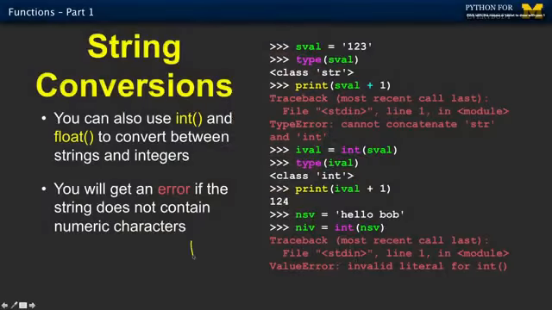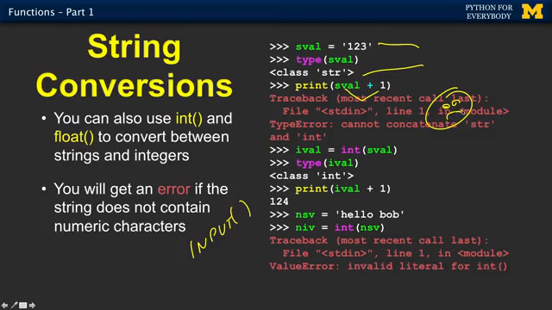String conversions as well. We have been using int and float to do things like read things in, because input is a function, but it always gives us back a string. We might want to use this as a number. So the string 123 is not the same as the number 123. That is a string, and if we do something crazy like add 1 to it, boom, we get a traceback, because we can't concatenate a string and an integer just because they're the wrong type.